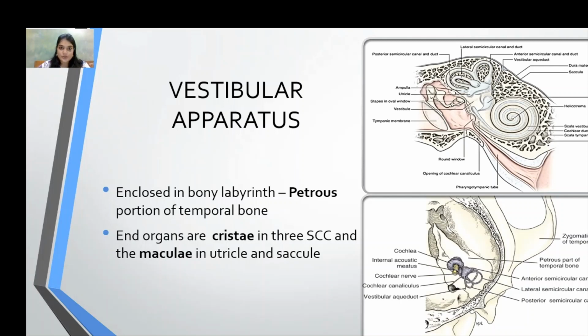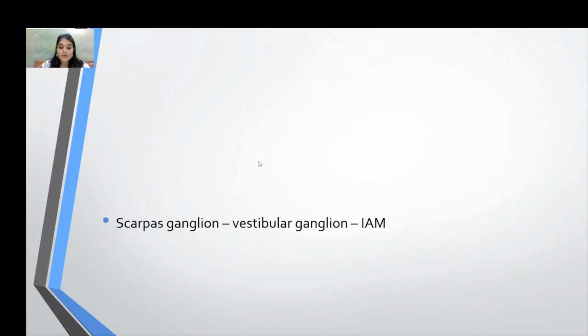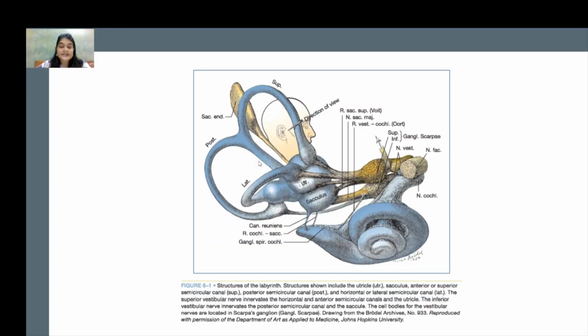the fluid is endolymph. Coming to the end organs, the end organs of vestibular sensation present in the semicircular canals are known as cristae. The end organs present in the utricle and saccule are known as macula. This is a more precise image. See, in this picture you can see the location, direction of the head, and the membranous labyrinth is shown in an enlarged view with its orientation.